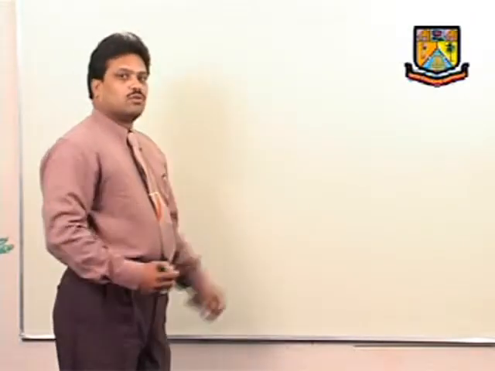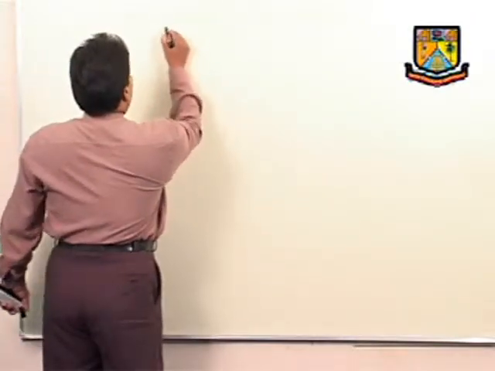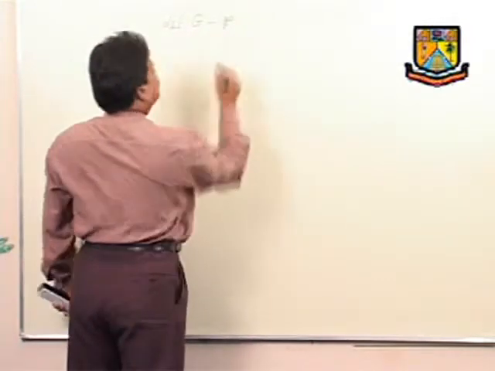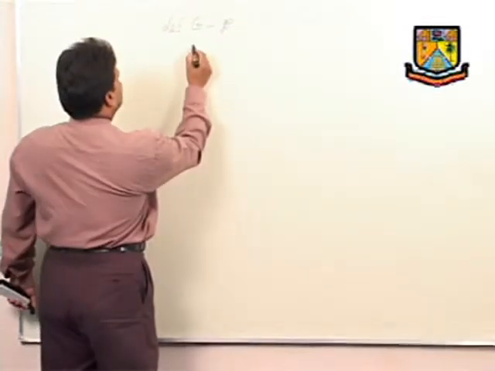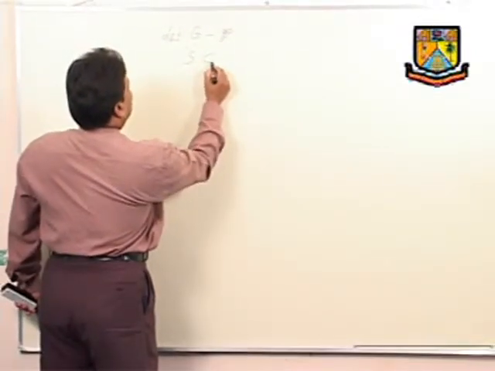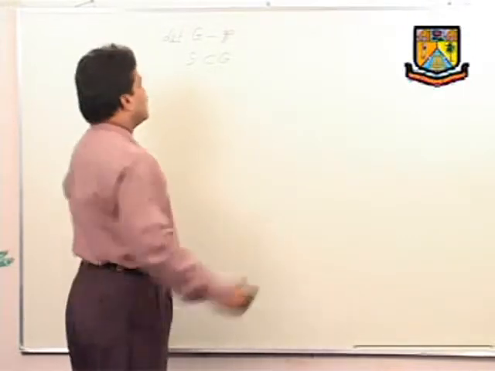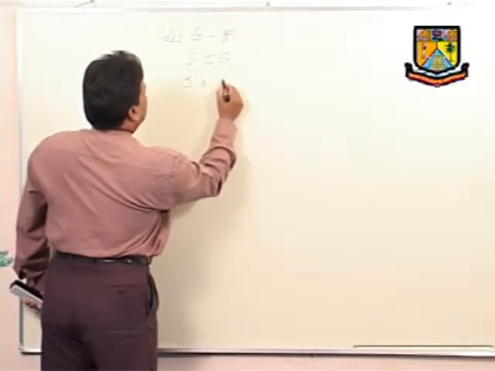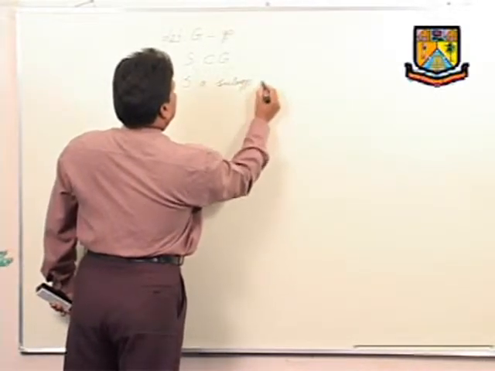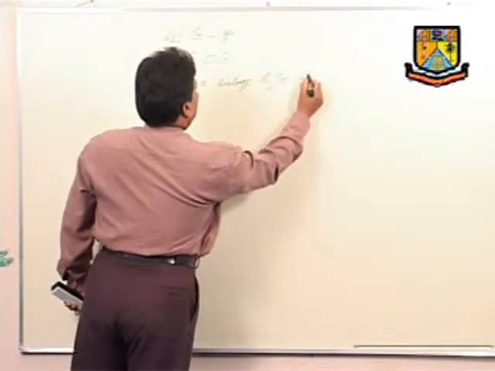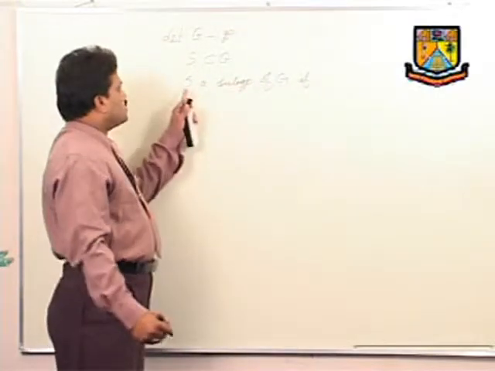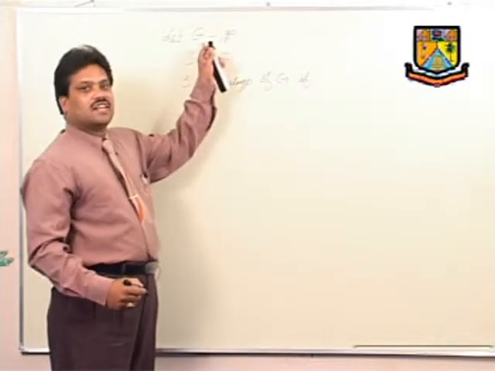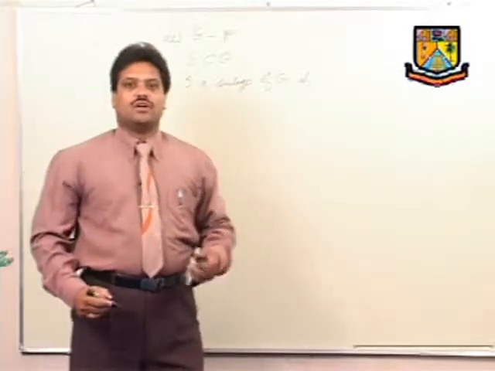We define a subgroup now. Let G be a group. You take a non-empty subset S, subset of G, then S is called a subgroup of G if S itself forms a group under the same binary operation that G contains. That is the definition of a subgroup.